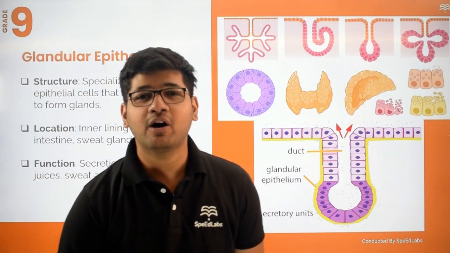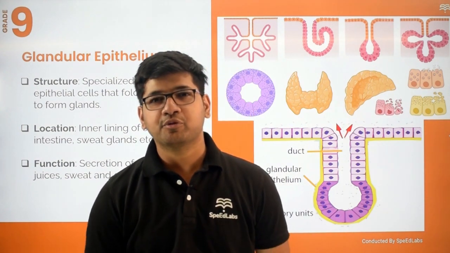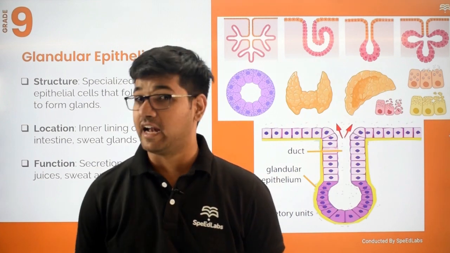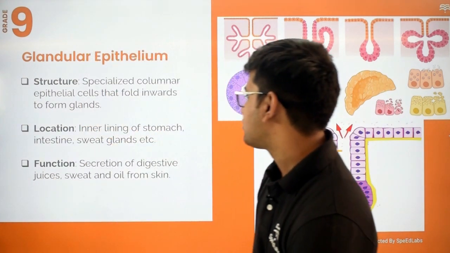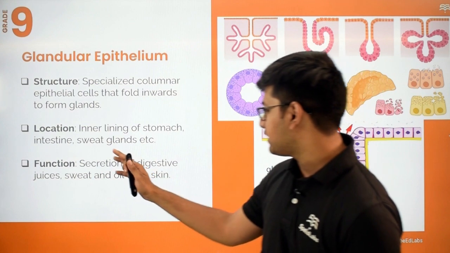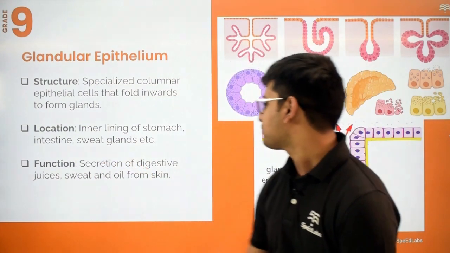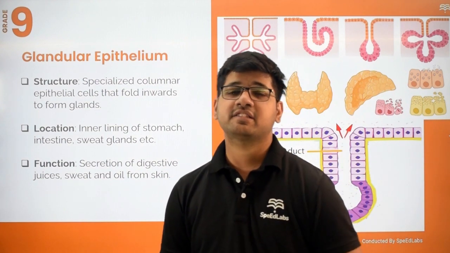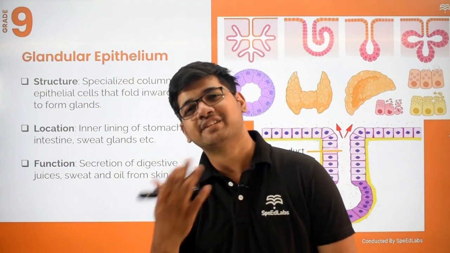If I am talking about the HCl-producing cells present in the stomach, they are composed of glandular epithelium, right? So what are the functions? Functions include secretion of digestive juices, sweat and oil from skin. Okay, and various things have various functions that we are going to discuss furthermore.